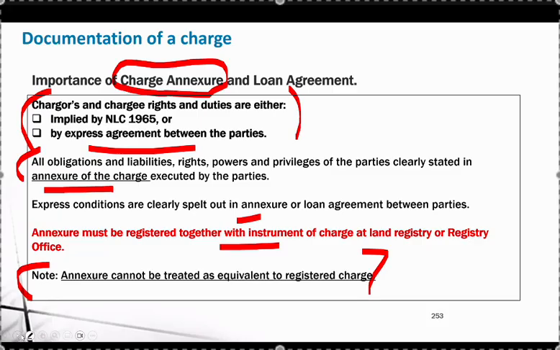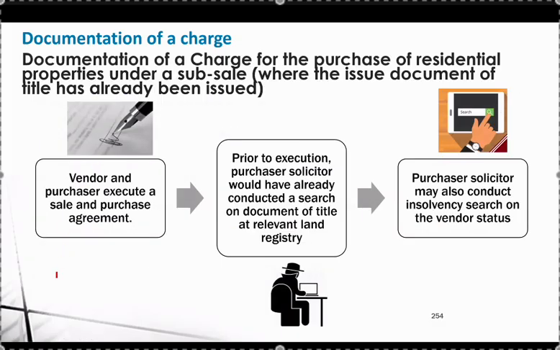Just to recap, say you have a buyer and seller, you execute the sales and purchase agreement, but before you execute the SPA, what kind of searches do you do? Name me the two searches. What are the two searches we do? Land search and Insolvency search. Insolvency search. Very good.